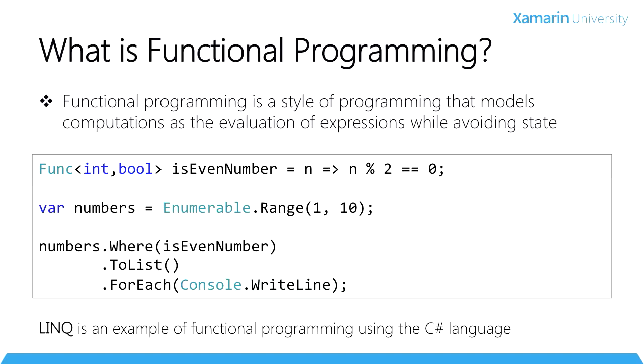So consider the variable numbers here. We're taking the set of numbers from 1 to 10, then filtering that set. The output from that filter is sent to the toList method, and now since it's a list, we can call ForEach, which is a method of the List class. This will execute the passed lambda expression on each of the values, which will then print the numbers out to the console.